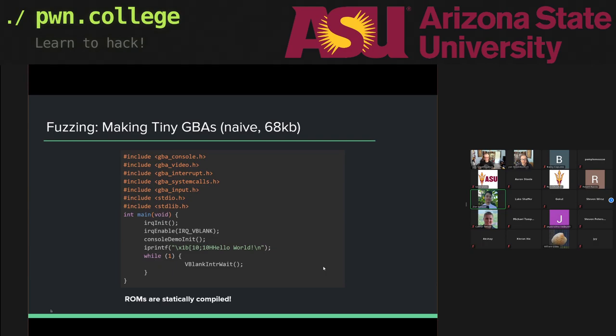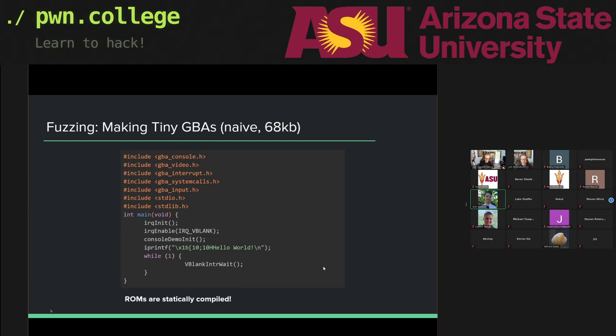Remember, we're trying to make a really tiny GBA that will be mutated fast and can make for some really fun fuzzing. So I started with this templated GBA. You can find it inside that Docker container. And it's a very normal GBA. All it does is it emits the screen and puts some Hello World onto the Game Boy Advance screen using all these libraries. Of course, this big boy came in at about 68 kilobytes.